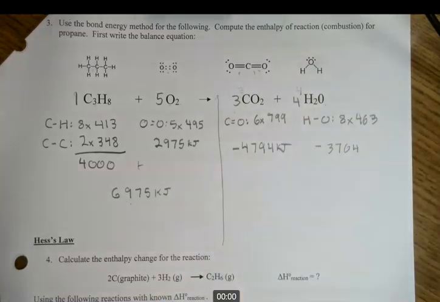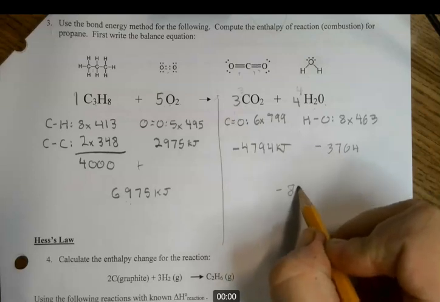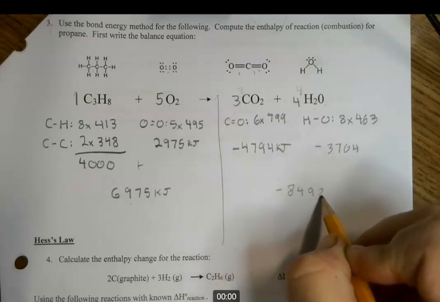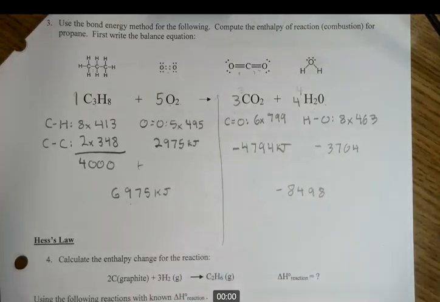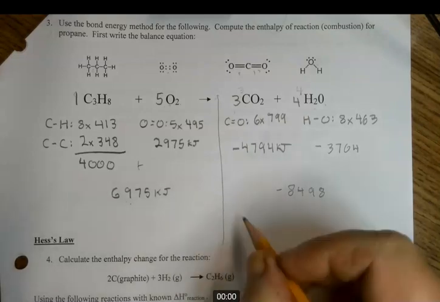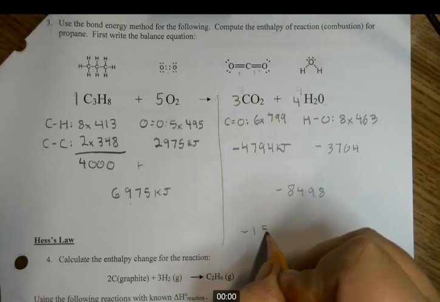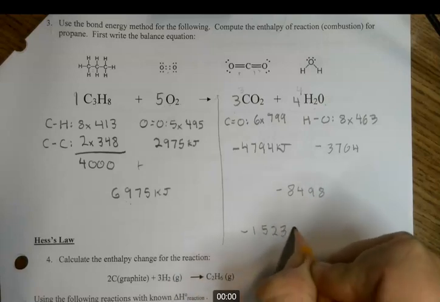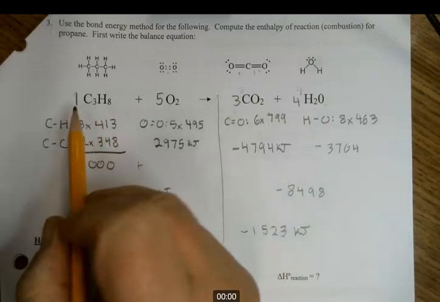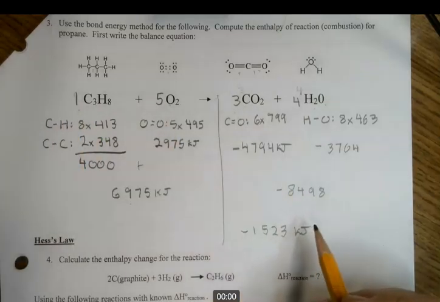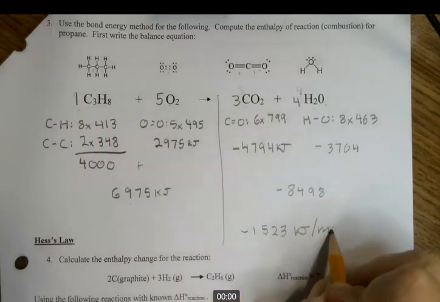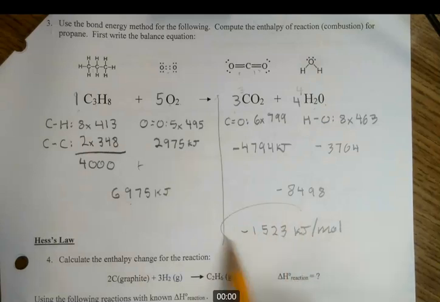So when we put those two together, we get negative 8498. And when we add those two together, we get negative 1,523. That's kilojoules, and it is per mole since there's just 1 mole of propane up there. Okay, so that's your final answer for that.